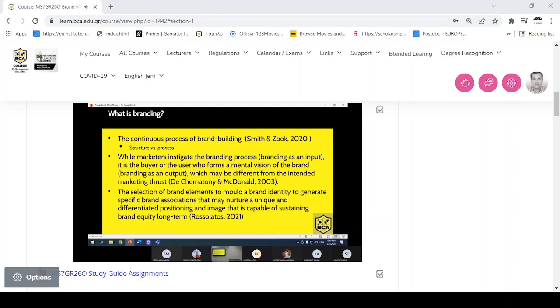While marketers investigate the actual branding process, which is branding as input, it is the buyer or the user who forms a mental vision of the brand, that is branding as output, which may be different from the intended marketing thrust. This is a fundamental distinction in branding between what you project as a marketer and what's actually perceived. And this will become even more important when we're talking about brand image.